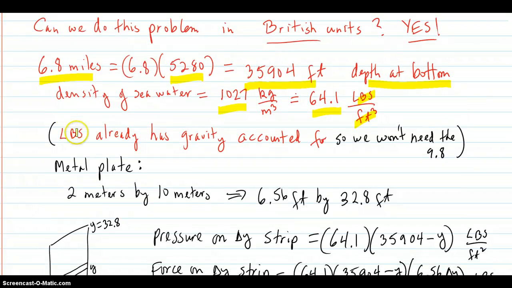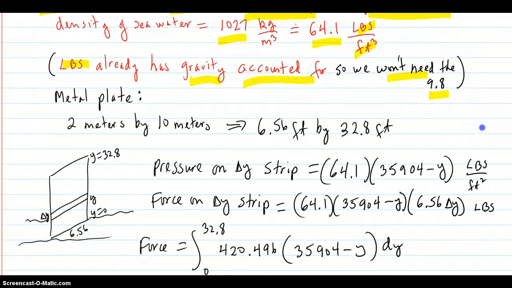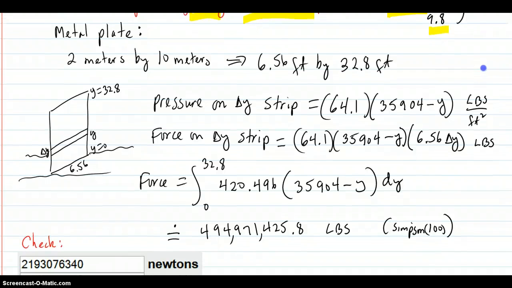Now, the important thing to note, when you're in the British system, the foot-pound system, is that pounds is weight, which already has gravity accounted for. The 32 feet per second squared is already incorporated into the pounds. So we don't need the 9.8 factor. That's the big difference.